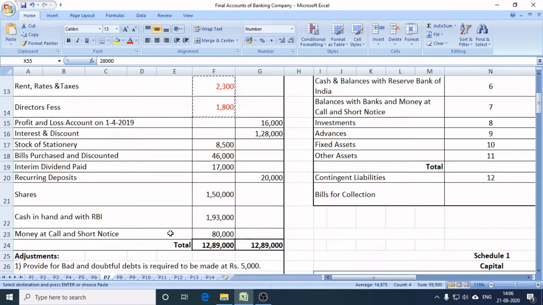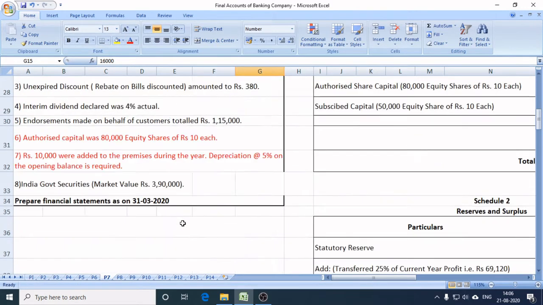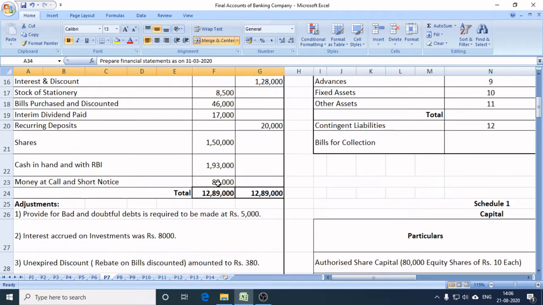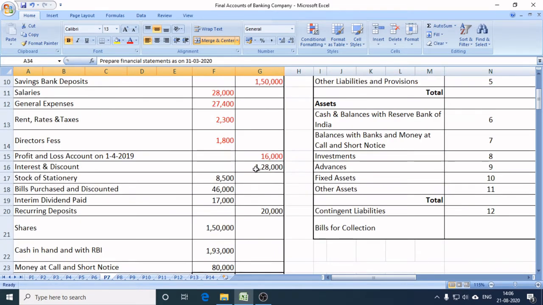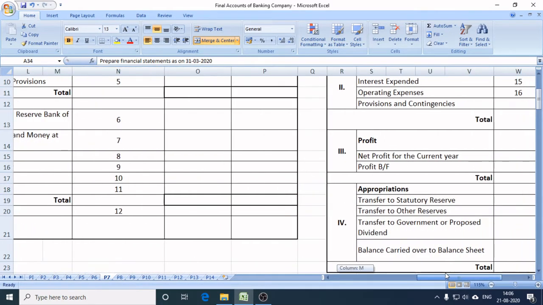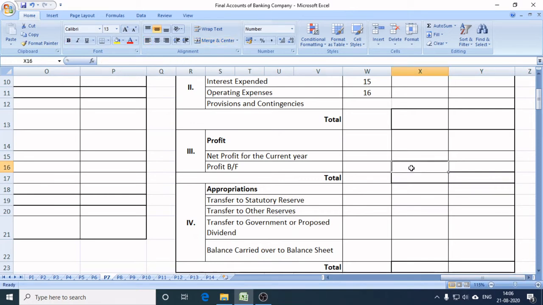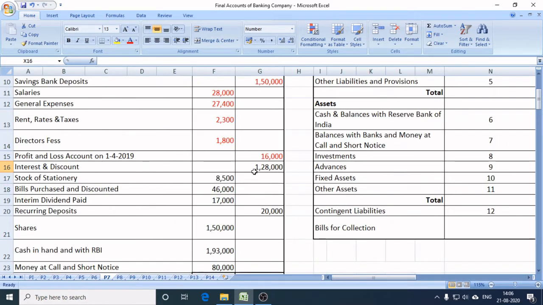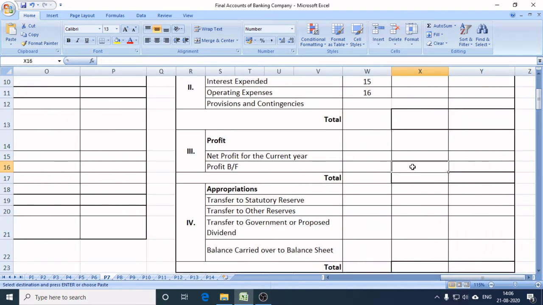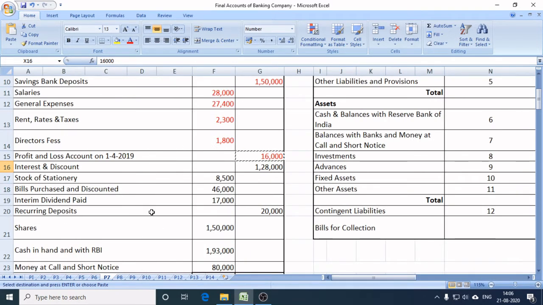Now the next in the problem is profit and loss account as on 1st April 2019. We are preparing the balance sheet as on 31st March 2020. So this is the profit at the beginning of the accounting year 2019-20, and it has a credit balance and it is a profit, and we should disclose that profit here. Let me copy the figure, and here we have to show it in form B, that is the profit and loss account, next to profit brought forward. Okay, next in the problem is interest and discount.